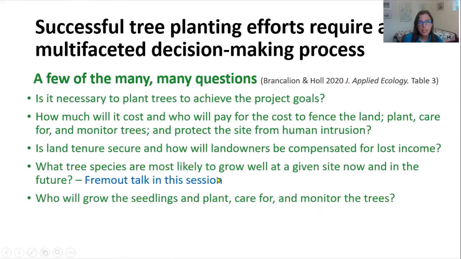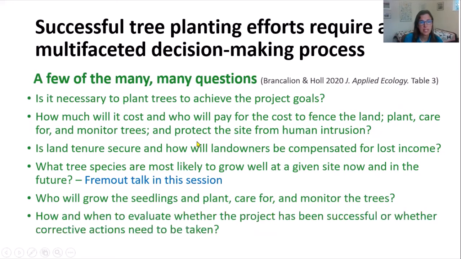What tree species are most likely to grow well at a given site now and in the future with climate change? Who will grow the seedlings and plant and care for and monitor the trees? And how and when will we evaluate whether the project has been successful and whether we need to take corrective actions? Many tree planting efforts just focus on how many trees go in the ground, but they don't think about whether the actual goals have been achieved over the long term. And that's critical. And as I note, there are a lot more questions that also need to be addressed.